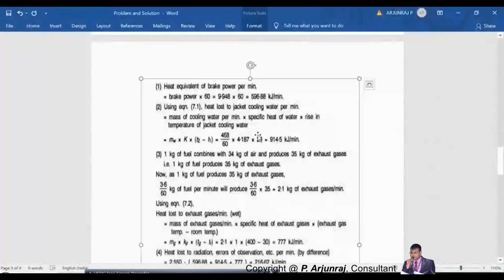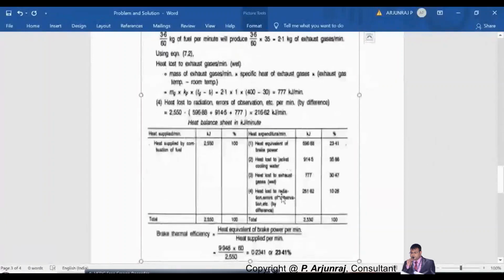So you have to find out this value here. And suppose you're not able to find out the value of 1, what you can do is you already know the heat supplied by the combustion of fuel, which is coming as 2550 kilojoules. Okay, so you can subtract the three values from the overall value, and then you can find out the one which you do not know. This is a simple clue actually.